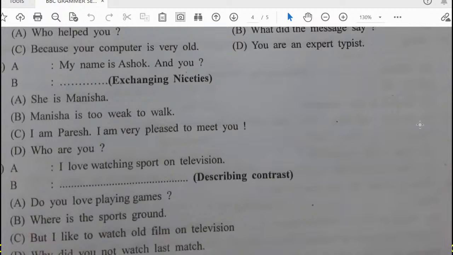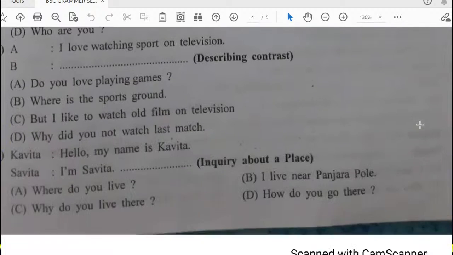So what will be the answer? Option C, I am Paresh, I am very pleased to meet you. This is exchanging nice sentences. Now number 7.